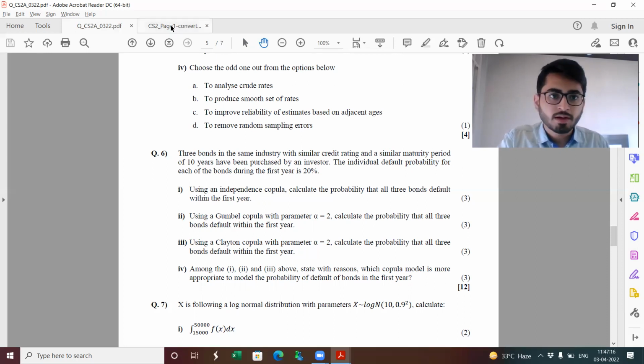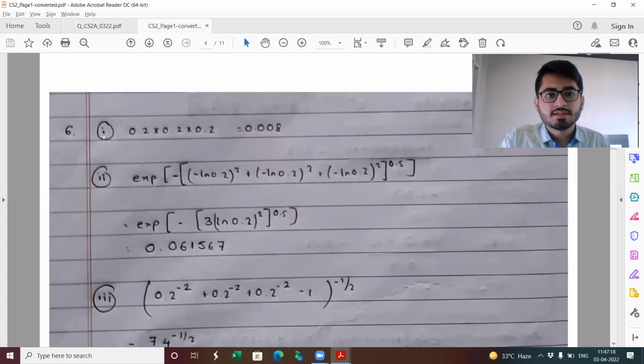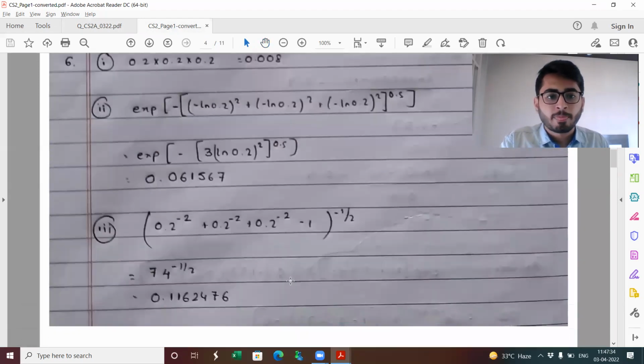As for the numerical part 6, it's independence, directly point 2 into point 2 into point 2. Next one is Gumbel. We can directly, in material you will see, we'll have it for basically bivariate case. For multivariate, you can easily extend it. And part 3 is nothing but again Clayton. So you see that the maximum answer is in the form of Clayton and the lowest answer is in the form of Gumbel.